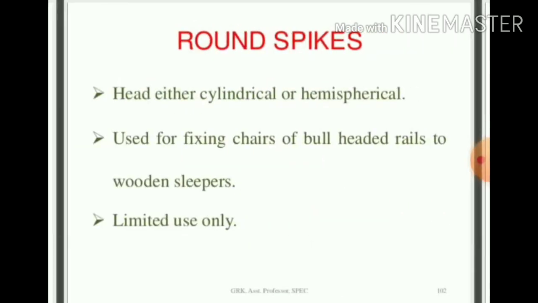And the next type of spike is the round spike. The head is either cylindrical or hemispherical. They are used for fixing chairs of bull-headed rails to wooden sleepers. Only under some special circumstances may round spikes be used. Understand or no? So like this we can use round spikes.